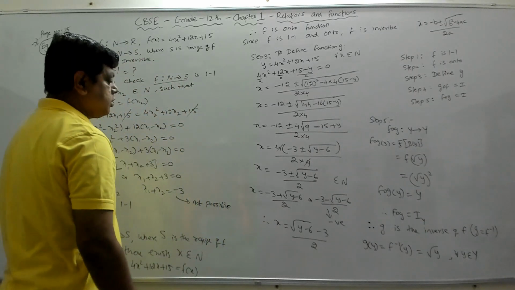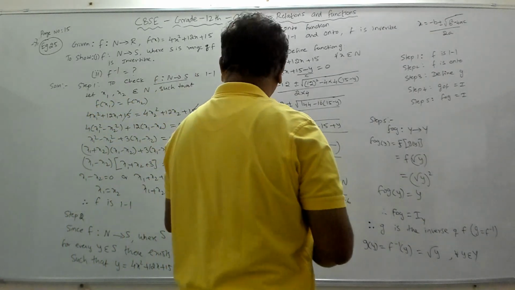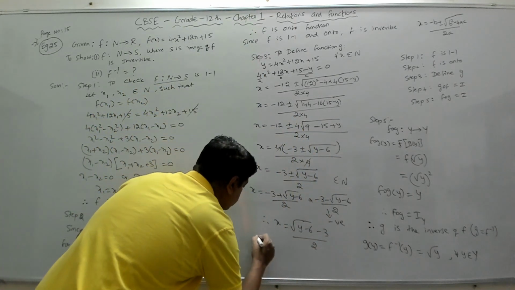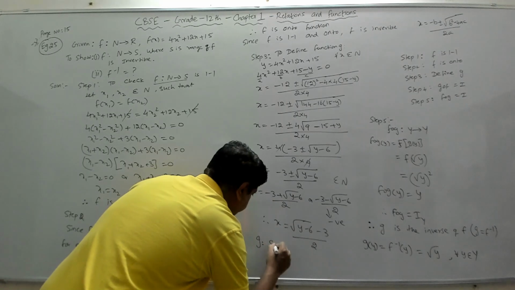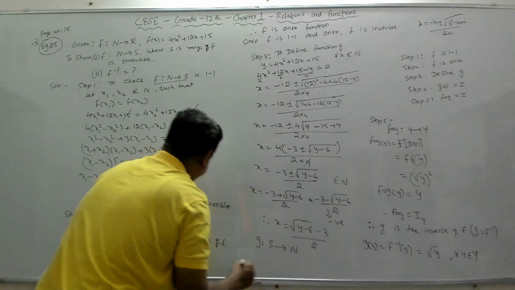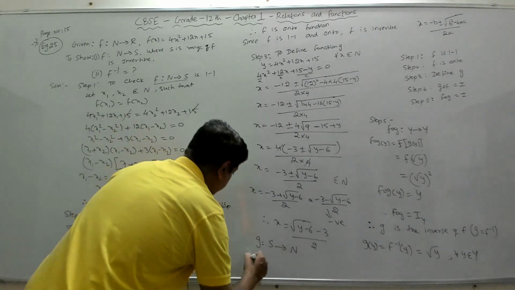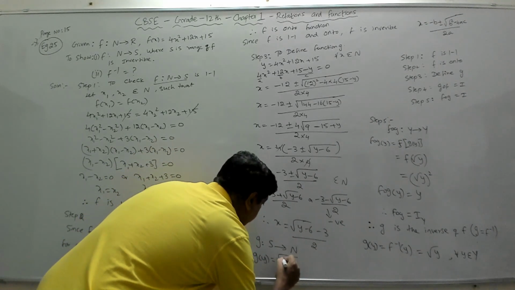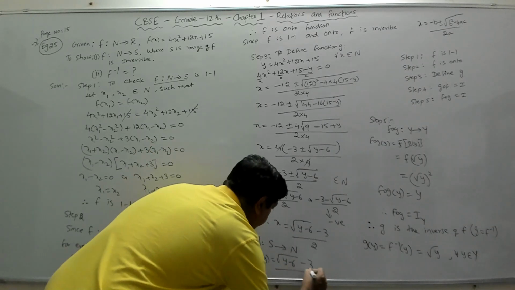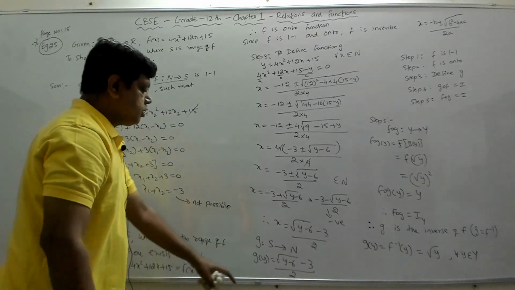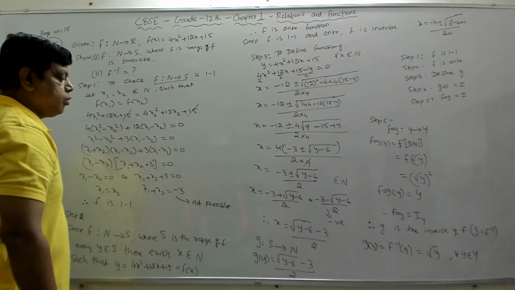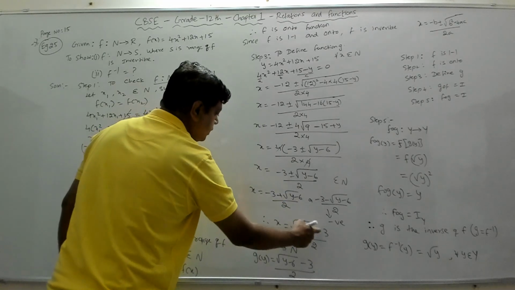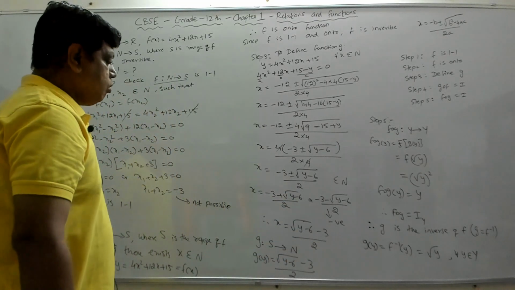Now we'll define our g function. So g function will be what? How do we define the g function? So I'll define here. So g is a function from set s to n. And what is g of y? G of y will be equal to this one, root of y minus 6 minus 3 by 2. That is your g of y. Square root of y minus 6 minus 3 by 2. So I am writing the square root of y first and then minus 3 here, then by 2. Fine. Now this third step is over.